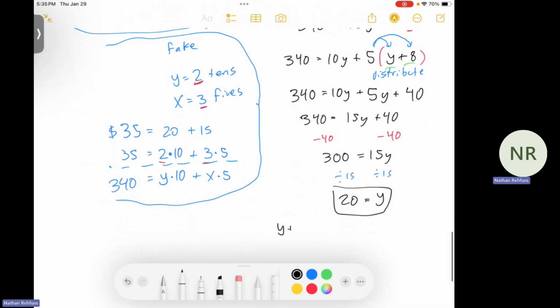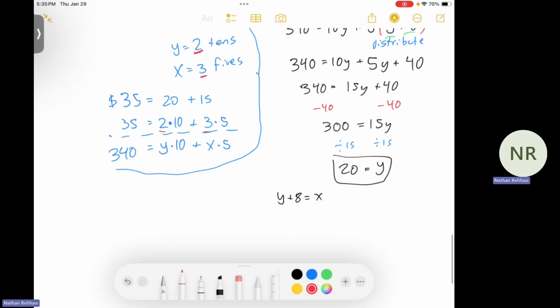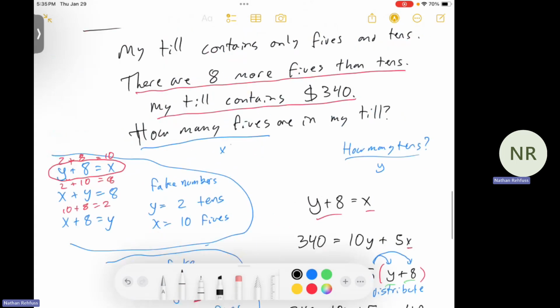Using y plus 8 equals x and substituting in 20, I get 20 plus 8 is x. So 28 is my value for x. Now I can say it in English. I have 28 $5 bills. Let's reread our problem with our solutions inserted as a check.